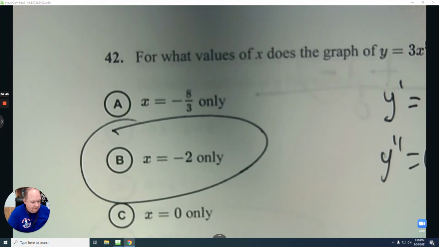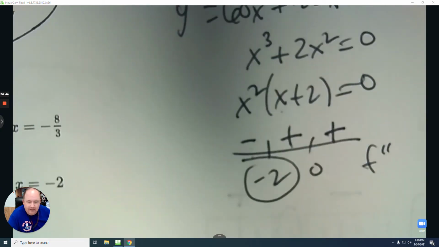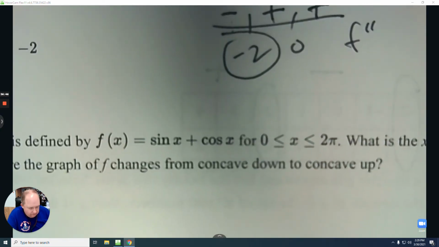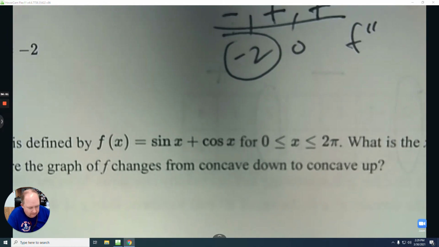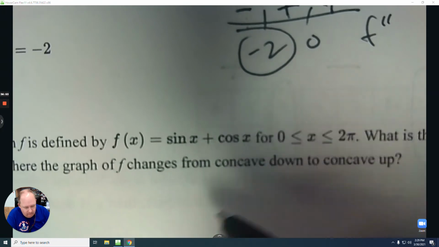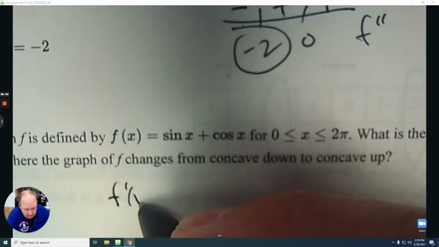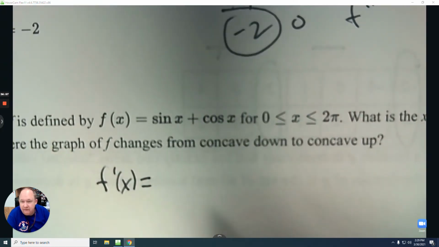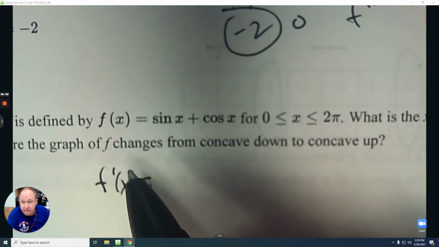Number 43. The function f is defined by f of x equals sine x plus cosine x from 0 to 2 pi. What is the x coordinate of the point of inflection? To find the point of inflection, you need the second derivative. But to find the second derivative, you need to do the first derivative first.